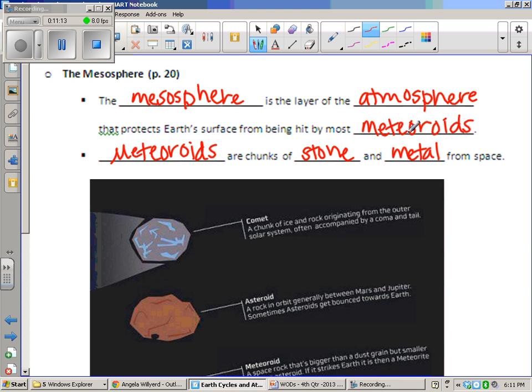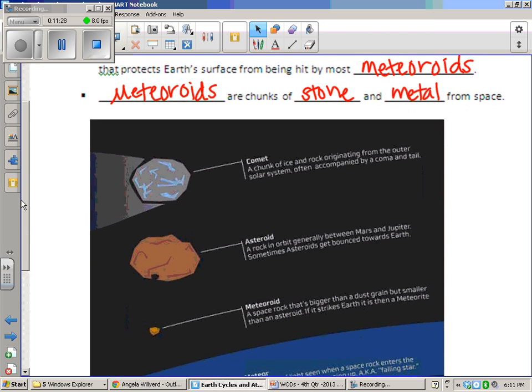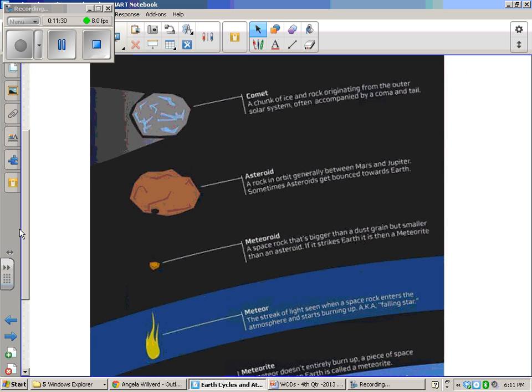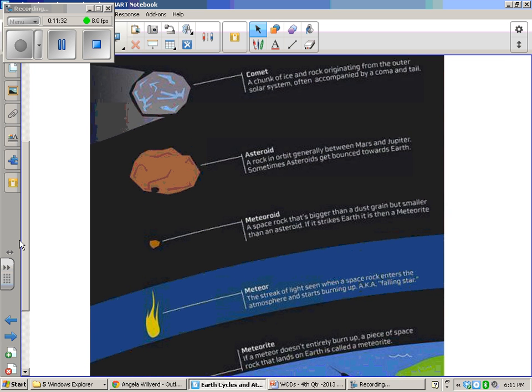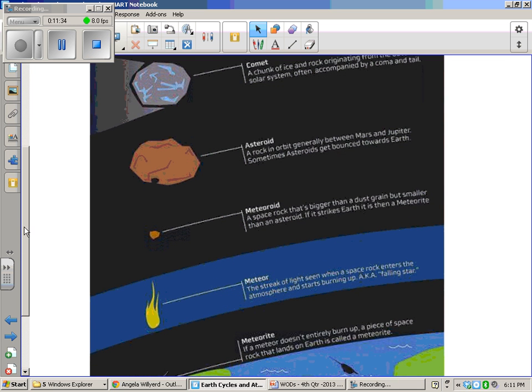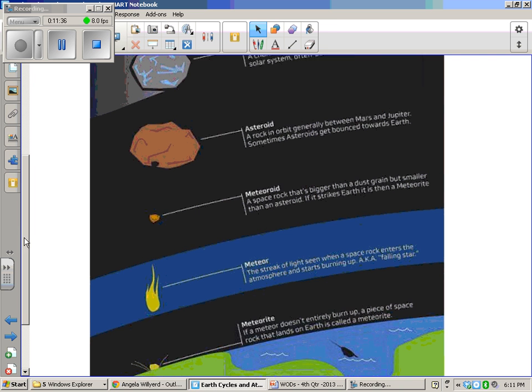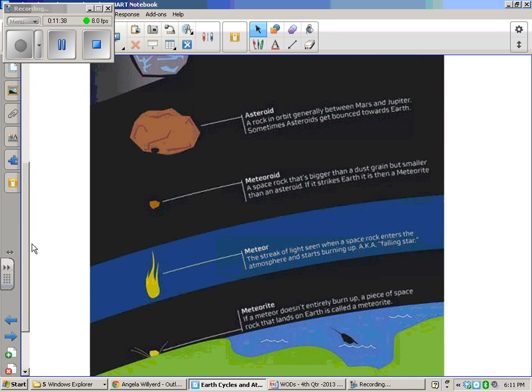So as the meteoroids bump into the gas molecules, it causes friction and it makes those meteoroids burn up instead of hitting Earth's surface. For the most part, some do happen to hit Earth. So I thought this chart might be interesting for you because I know some kids had questions about, well, what's the difference between all these space rocks? So this is a good visual for you.